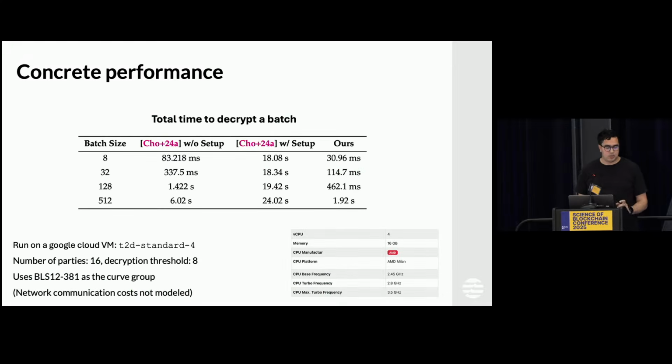I'll finish this part of the talk by giving some concrete performance numbers. These numbers are for our CCA secure variant of the scheme, specifically for the time it takes to decrypt a batch of various sizes. The bottom line is that, even not counting this expensive setup, we're competitive with this previous work. We're actually slightly faster, and then, of course, with the setup, we're much, much faster.